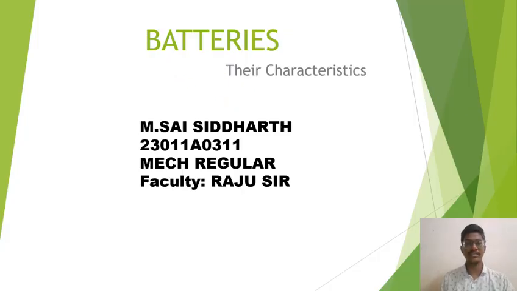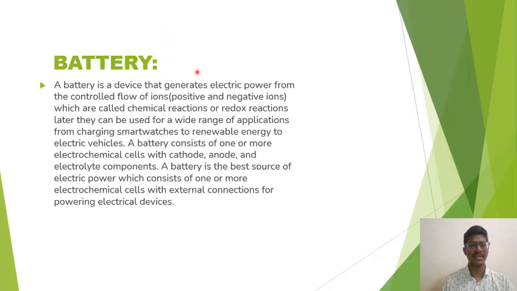When we discuss batteries, what is a battery? A battery is a device that generates electrical power from the controlled flow of ions, positive and negative ions, through chemical reactions or redox reactions. Later, they can be used for a wide range of applications, from charging smartwatches to renewable energy to electric vehicles. A battery consists of one or more electrochemical cells with cathode, anode, and electrolyte components.